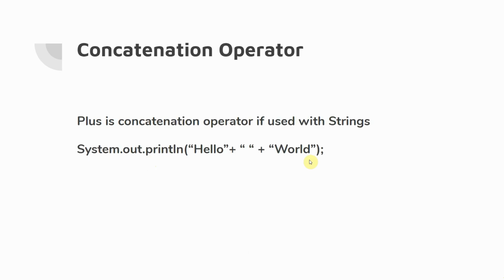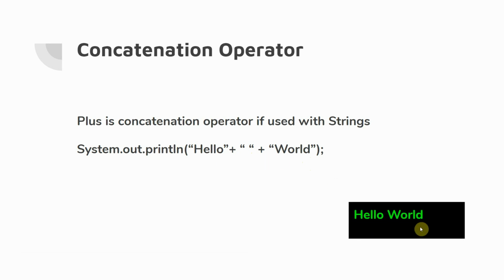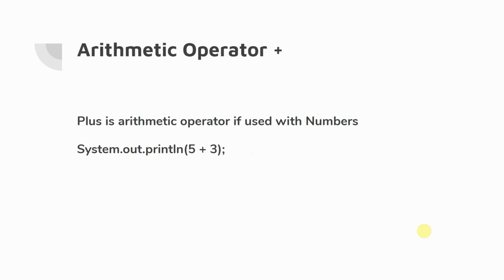So plus is a concatenation operator if used with strings, as we saw in the previous example and as we can see here in this example. So it will print "hello world" because it is going to concatenate "hello", a space, and "world". Plus is an arithmetic operator if used with numbers.